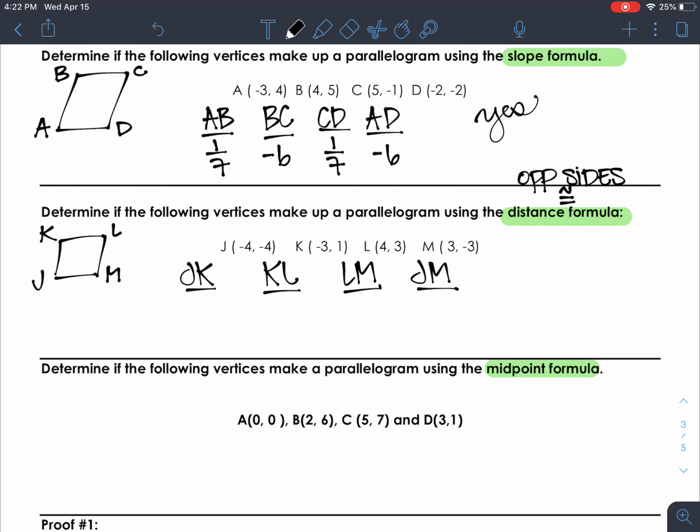Oh no, I don't have my answer key for this one. Let me see if I have it on a different one. Okay, well, it looks like I'm going to be sitting through. Oh, nope, okay. So I actually do have the answers.